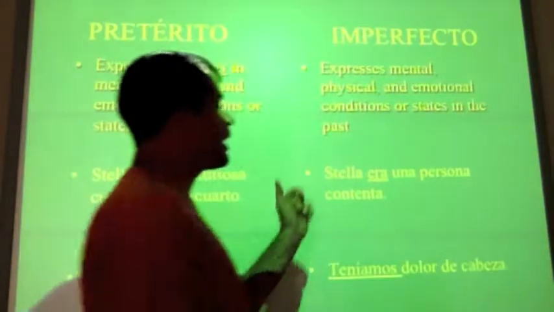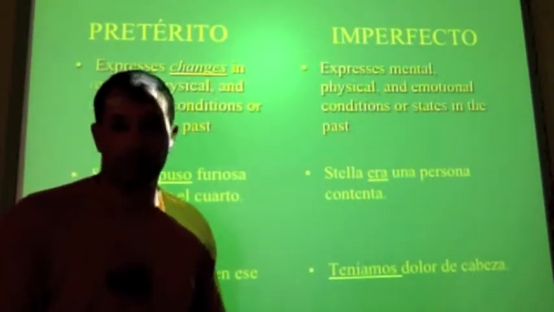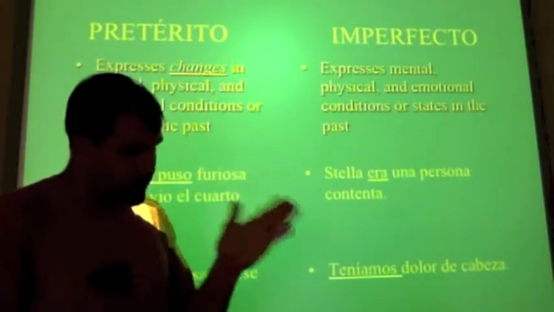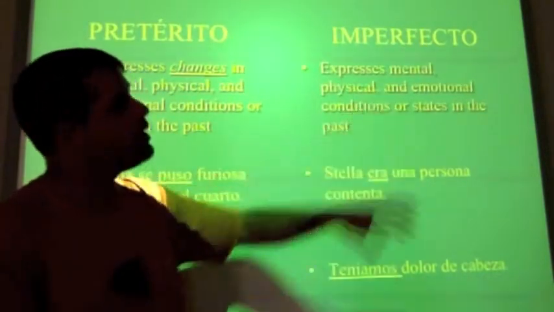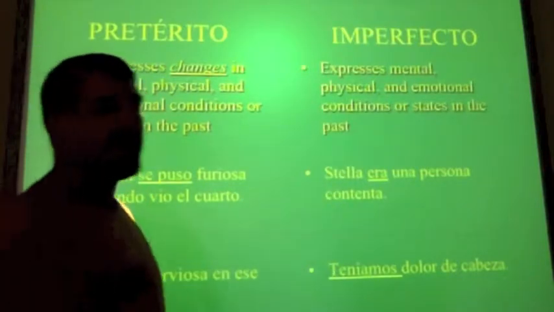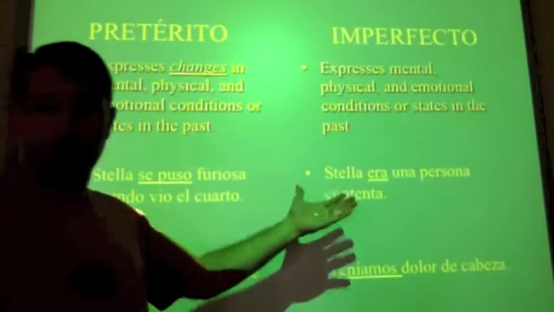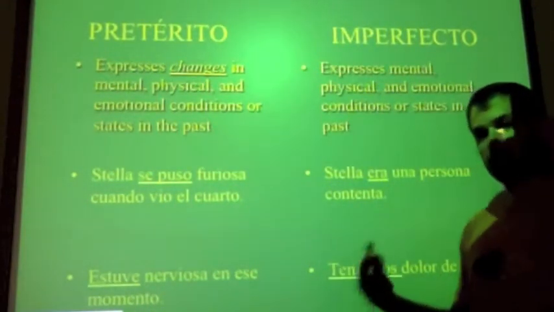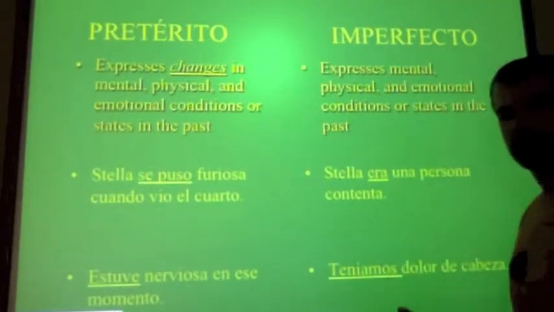All right? Contrast that with just expressing mental, physical, or emotional conditions in the past, but not changes in them. So we're not trying to specify a point in time that those changed or happened. We're just stating that they were that way in the past. So Stella era una persona contenta. We're just saying she was a happy person in general. It's stating an emotional condition or state in the past. That's just how she was.